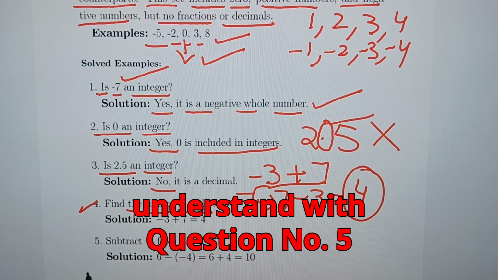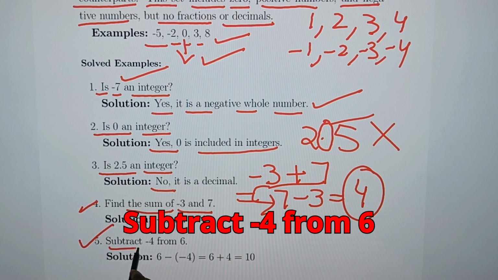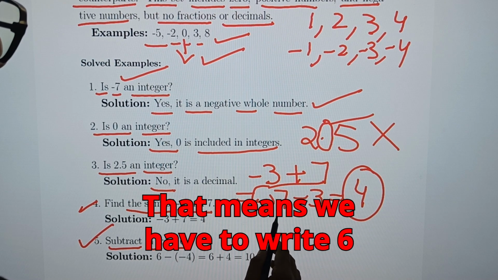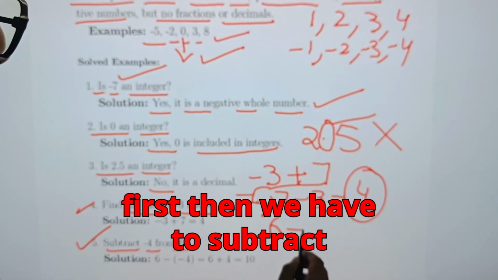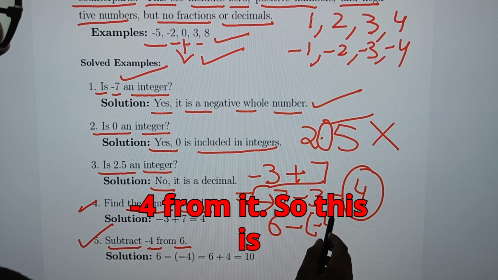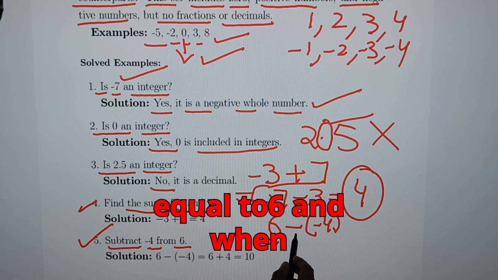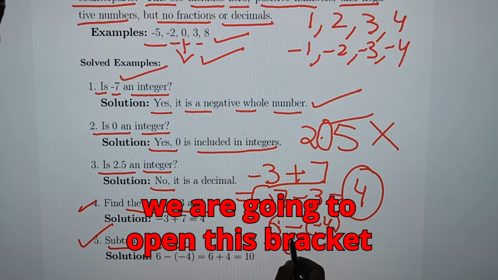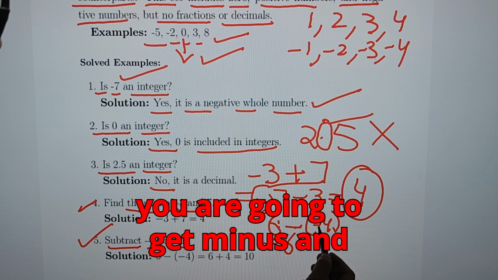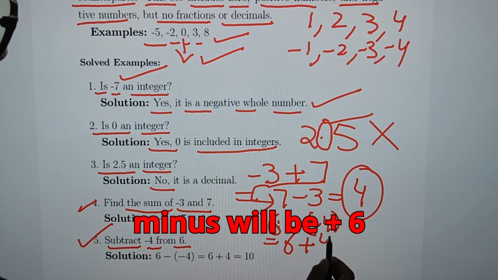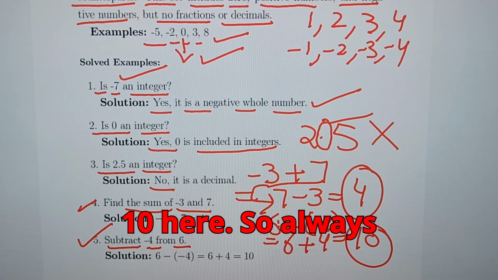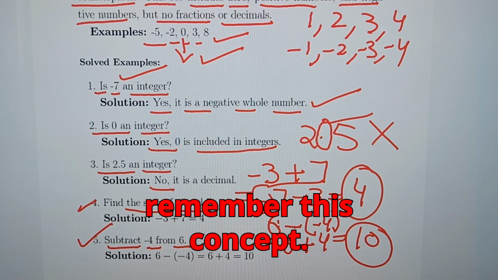Let's understand with question number 5. Subtract -4 from 6. That means we have to write 6 first, then we have to subtract -4 from it. So this is equal to 6, and when we open this bracket, you are going to get minus and minus will be plus. 6 plus 4 is equal to 10 here. So always remember this concept.